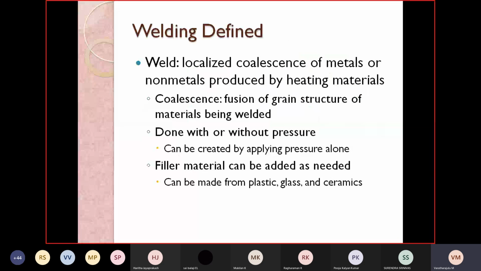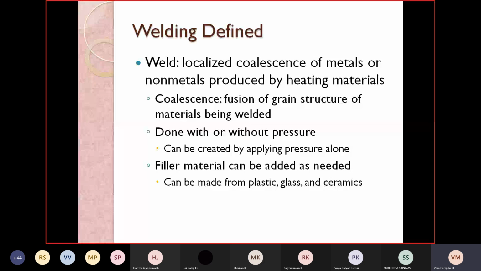In friction stir welding, by rubbing two different materials with a foreign particle called a tool, we can have a bonding between two different materials. That is also possible. But the basic principle is the localized coalescence of two different materials. With the aid of heat, the bonding will happen. That is fusion of the grain structure of the material being welded.